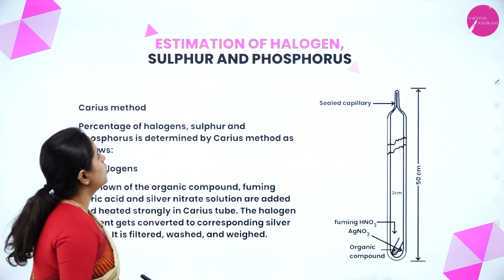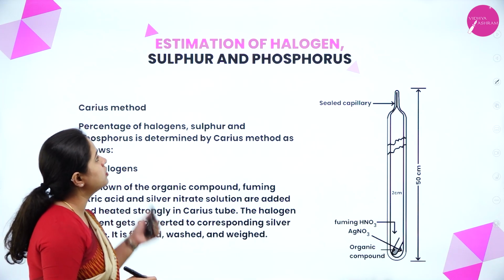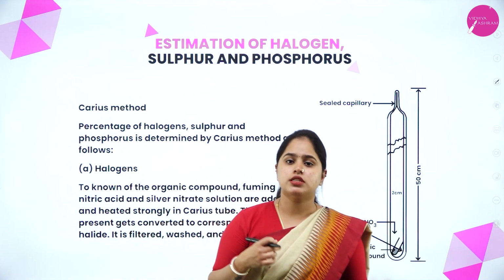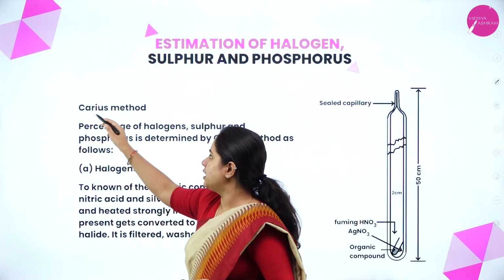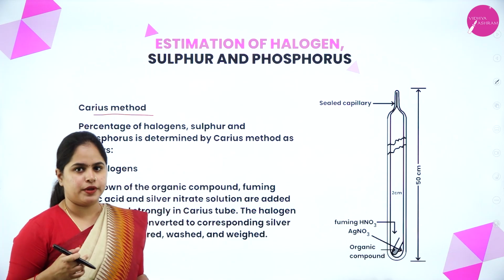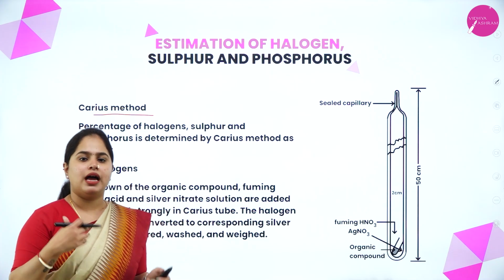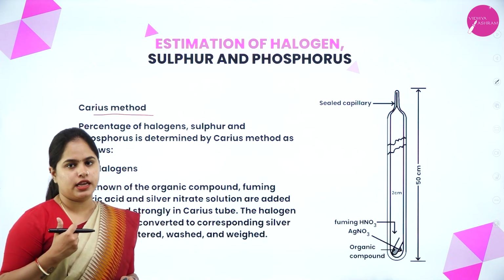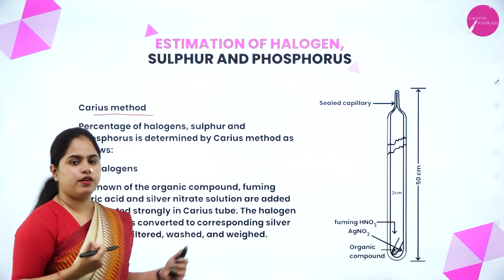Now moving on to the quantitative analysis of halogen, sulfur and phosphorus. This is done using Carius method. All these three can be determined using Carius method. A Carius tube will be used here, and based on the different reagents we use, we get the quantitative analysis of halogen, sulfur and phosphorus.